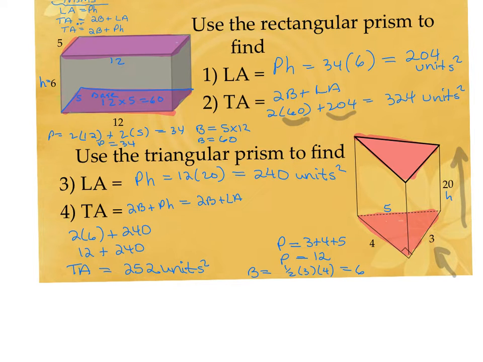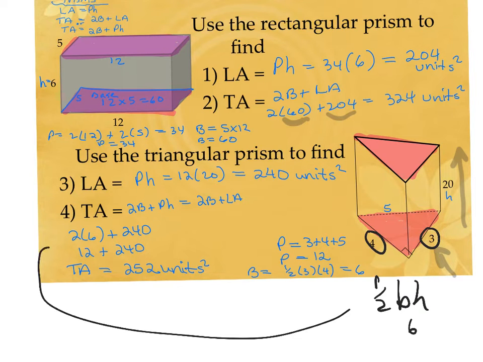Then for the total area, I'm going to take that base area, and I would find that by 1/2 base times height. For my base, I'm going to use these two numbers, 3 times 4, divide by 2, and my base area is 6. Then I'm going to come over here, 2 times 6, and then plus the lateral area I calculated, so 252 units squared. Everybody good? All right, let's keep going.